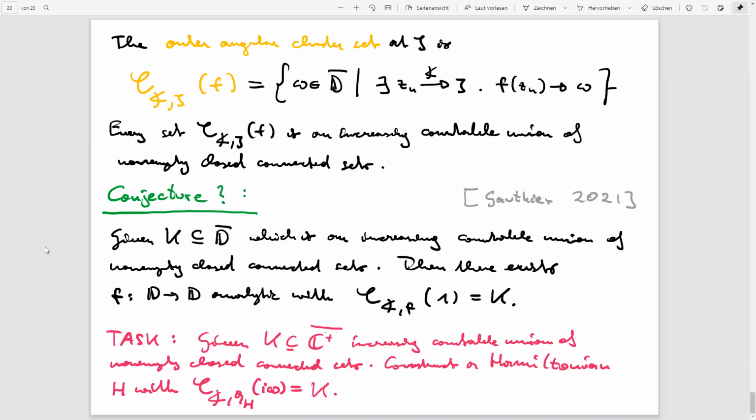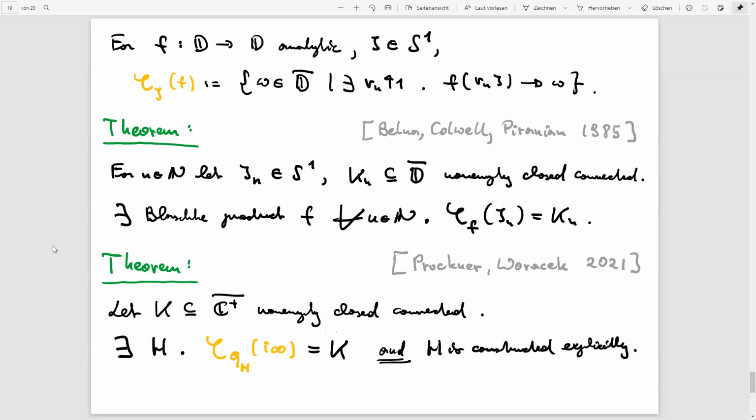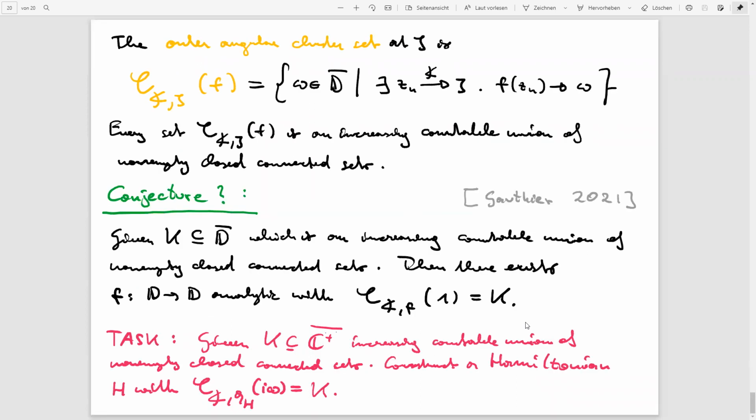I mean, in the theorem of Bellner, Kolbel, and Peranian, it is a Blaschke product that they construct. In our theorem, actually, it's also a Blaschke product. So in the conjecture, maybe it also could be a Blaschke product. I don't know if the conjecture holds at all. But basically, it is just a function analytic on the unit disk bounded by 1.